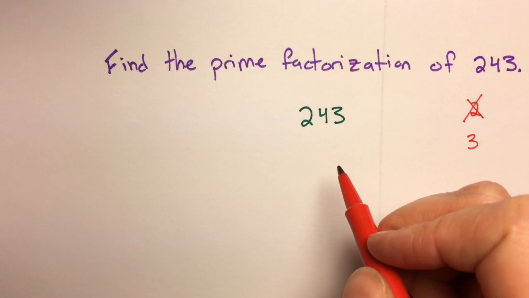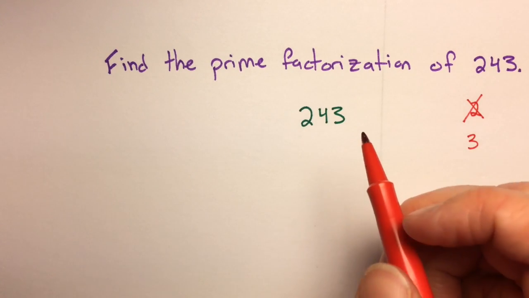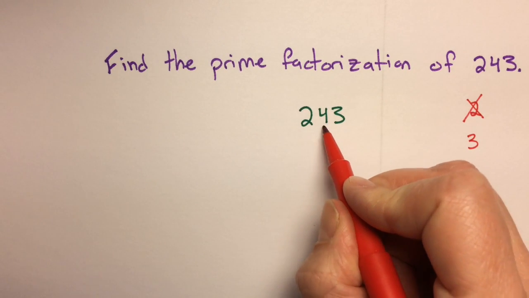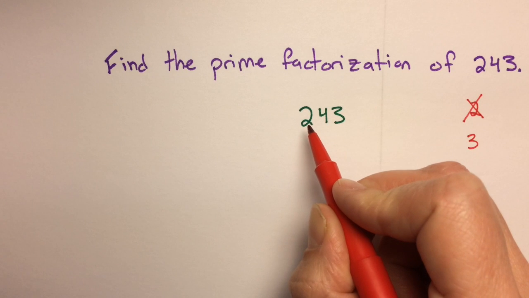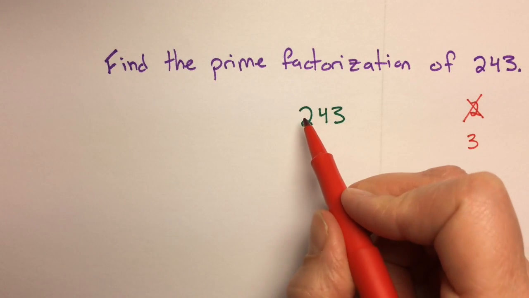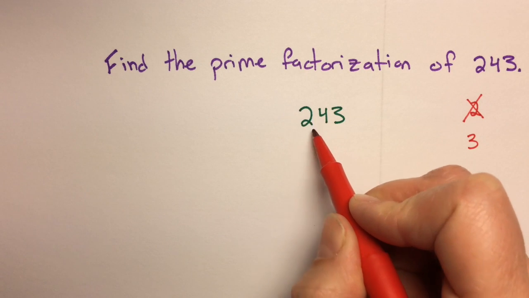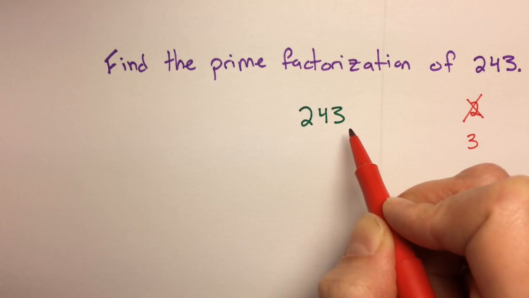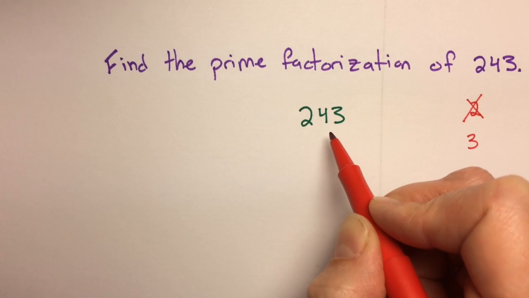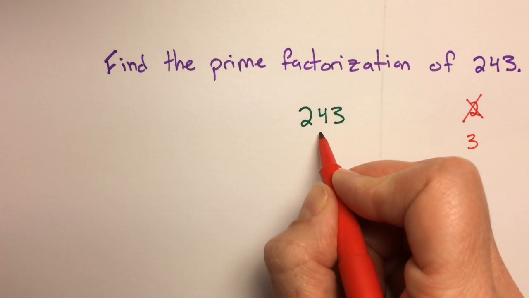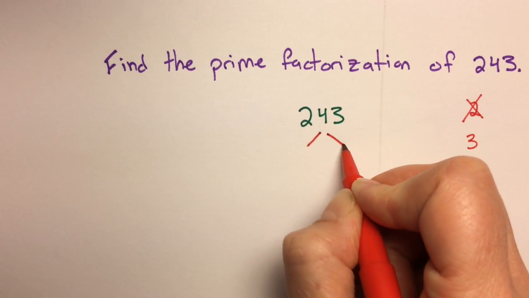3 is the next prime number. I can use the divisibility test for 3 to see if this is divisible by 3. To do that, I add up all the digits and see if that number is divisible by 3. I know it's kind of a weird test, but it works, which is cool. So 1, 2, 3, 4, 5, 6, 7, 8, 9. When I add up all the digits, I get 9. 9 is divisible by 3, which means that this number must also be divisible by 3. Okay, so I'm going to go ahead and pull a 3 out of this number.